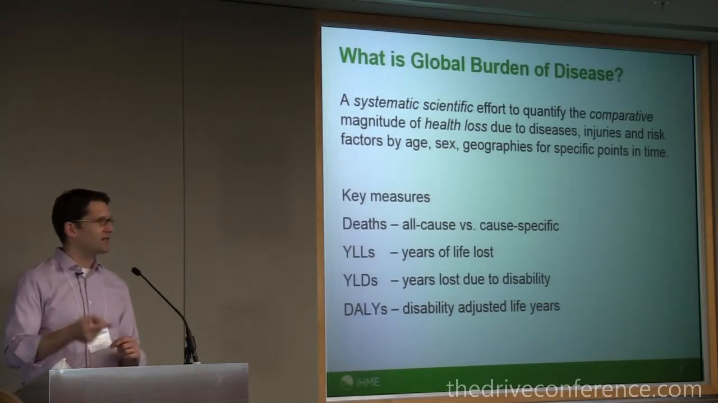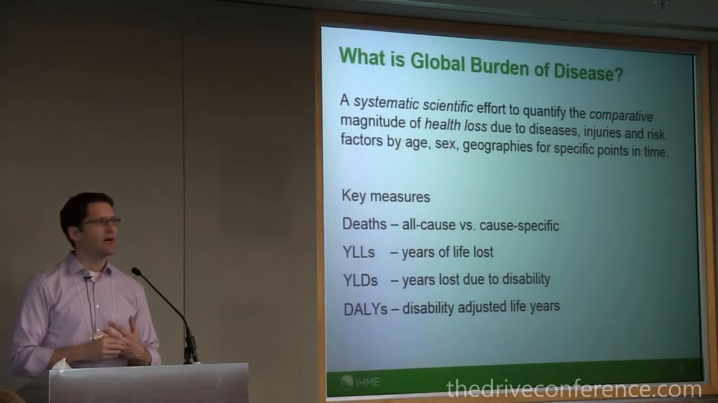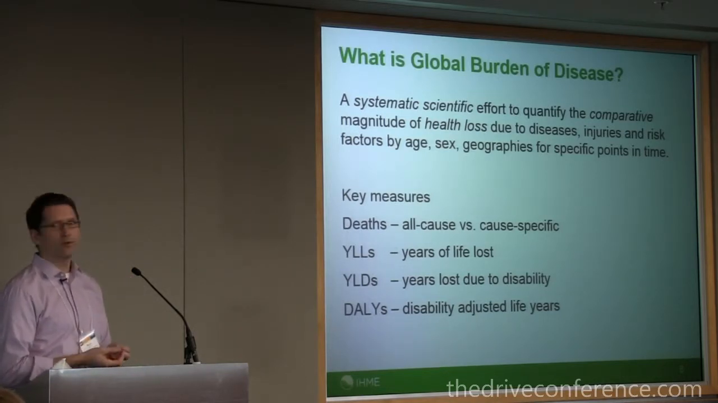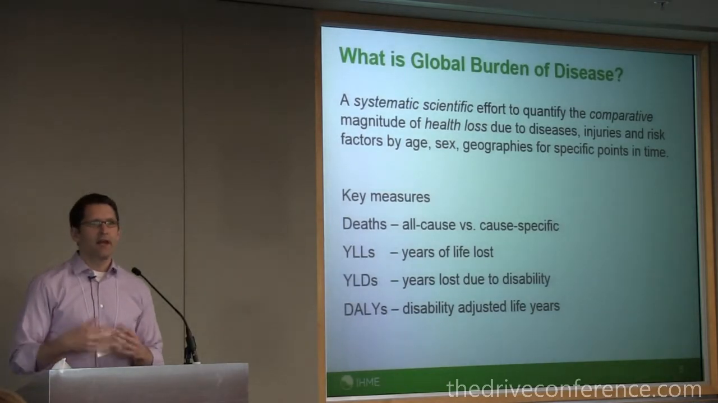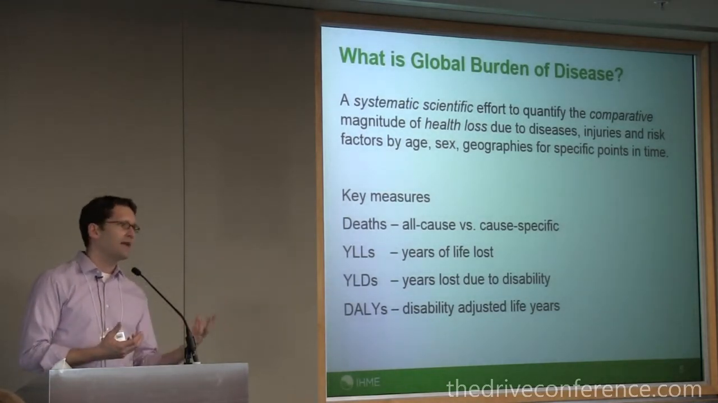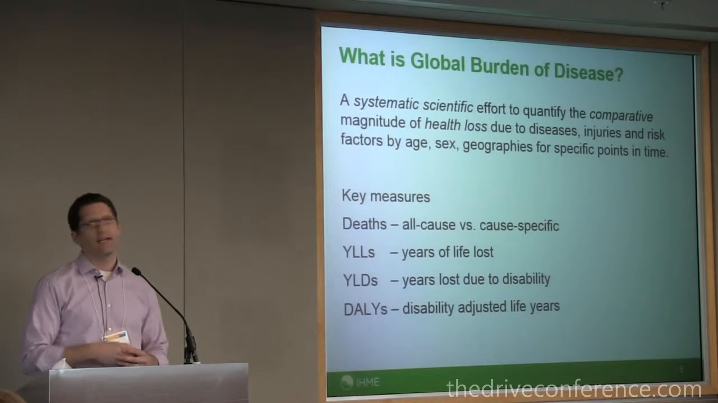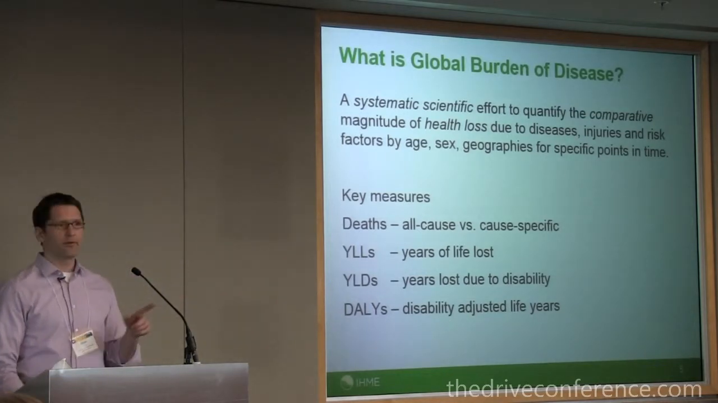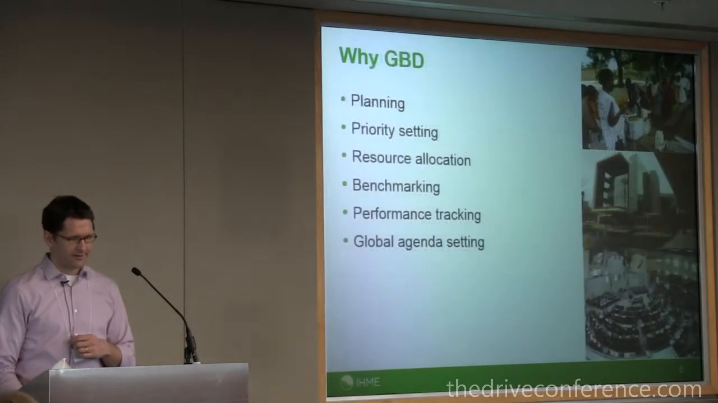And then years of life lost plus years lived with disability, it's a simple sum, gives you disability adjusted life years, and that's basically the quantity that we use to measure global burden of disease, and with which we then can compare burden by disease, by injury, across age groups and across countries. Feel free to interrupt with questions if anything of that is unclear.